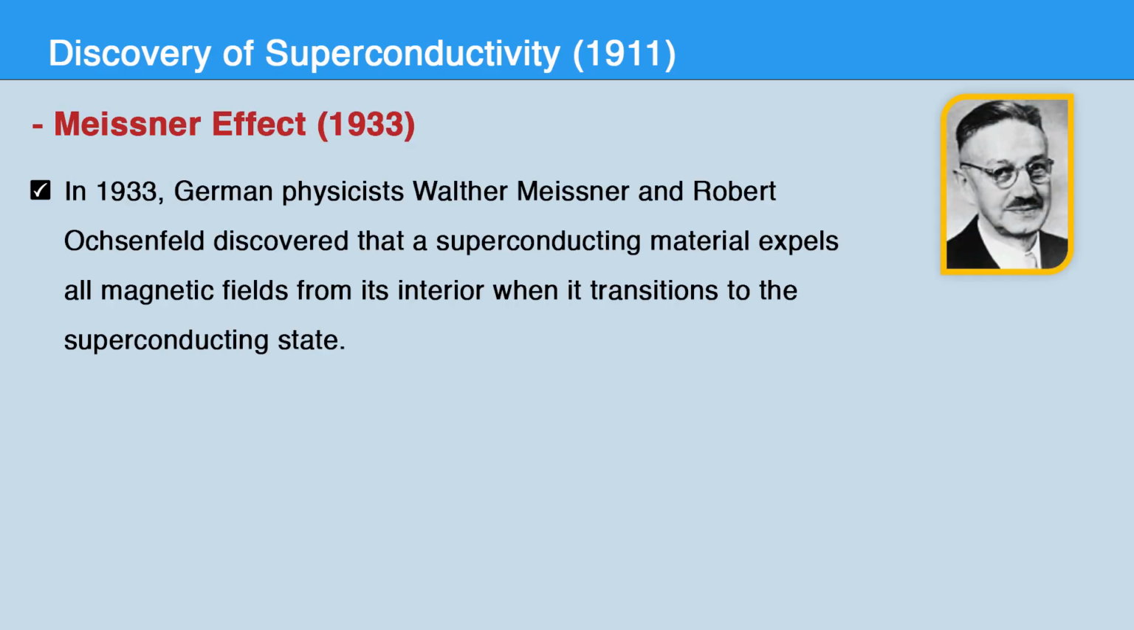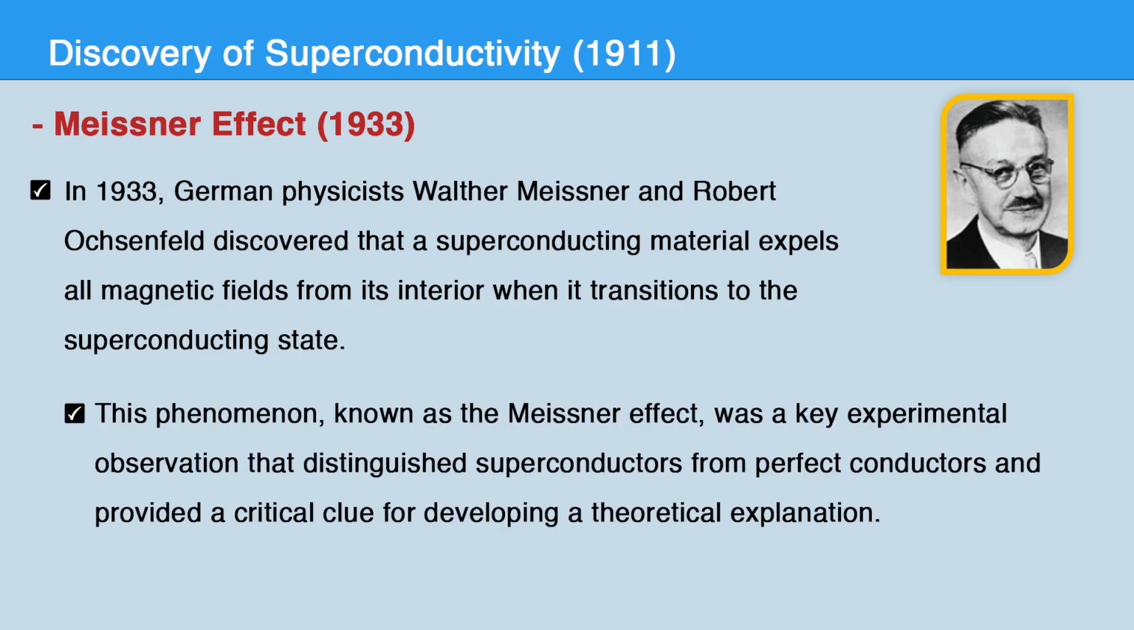The Meissner effect was discovered in 1933 by German physicists Walther Meissner and Robert Ochsenfeld, who found that a superconducting material expels all magnetic field from its interior when it transitions to the superconducting state. This phenomenon, known as the Meissner effect, was a key experimental observation that distinguished a superconductor from a perfect conductor and provided a critical clue for developing a theoretical explanation.